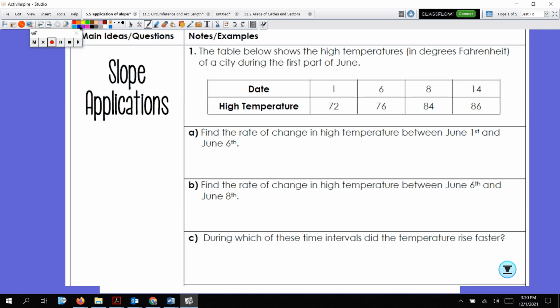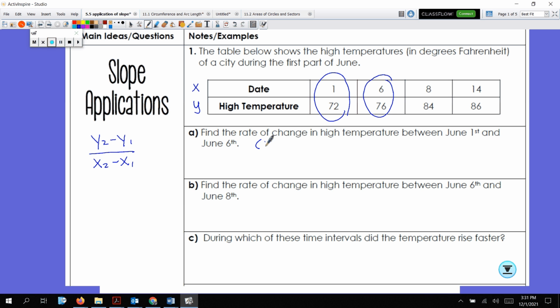Number one says the table below shows the high temperatures in degrees Fahrenheit of a city during the first part of June, okay? So think about the date as my X value and the high temperature as my Y value. We're going to use the information from the table to answer our questions. And just to recall the slope formula, remember it's Y2 minus Y1 over X2 minus X1. All right, so first off, find the rate of change in high temperatures between June 1st and June 6th. So I'm literally just using these two ordered pairs, okay?